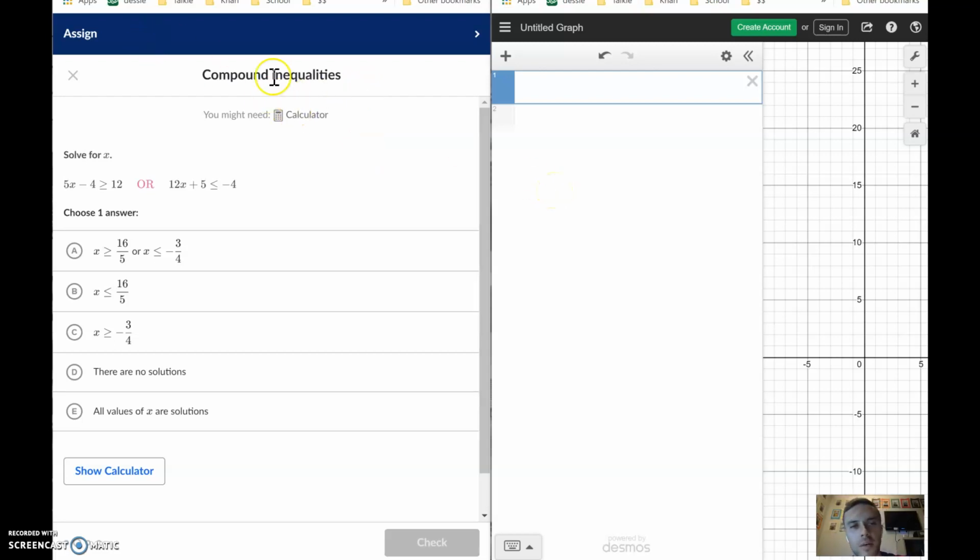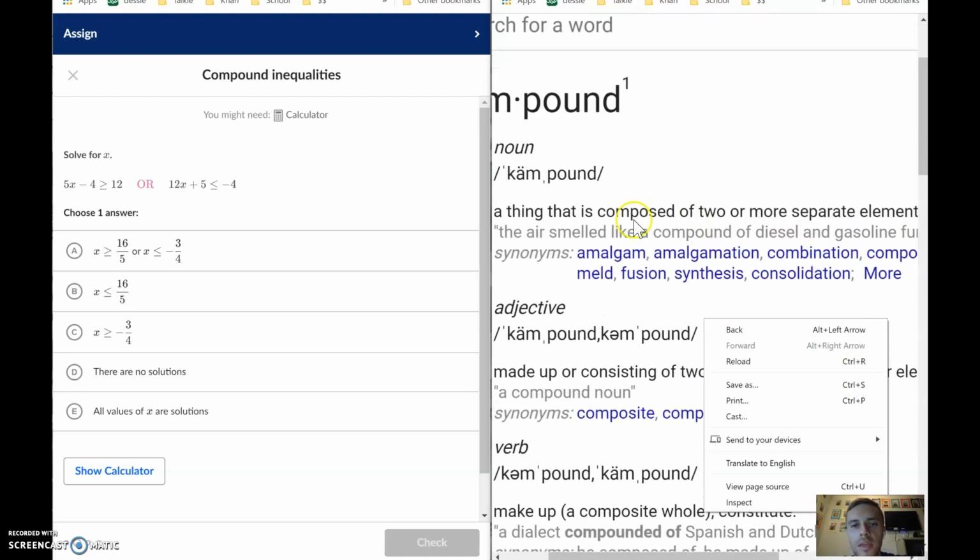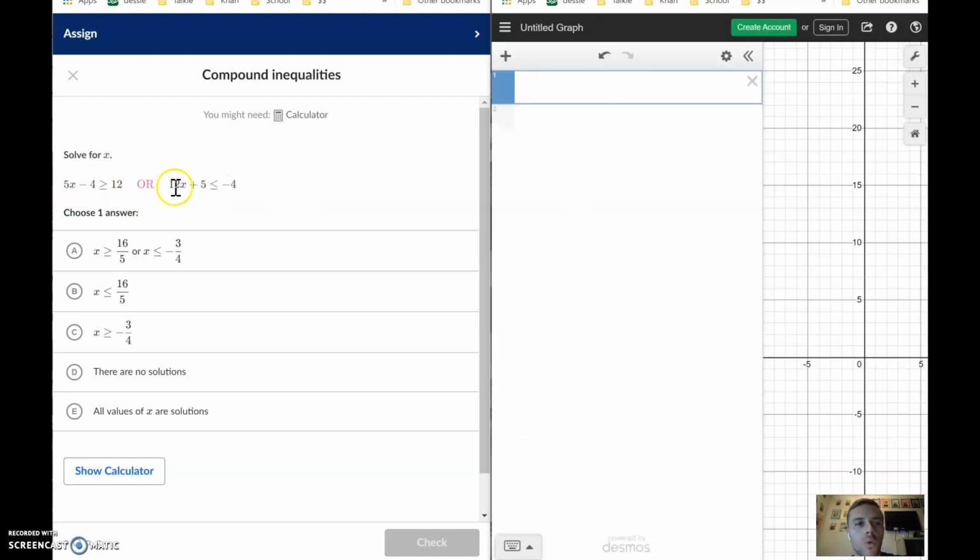This time we're going to cover compound inequalities. Compound is a thing that is composed of two or more elements. So we've got element 1, element 2. This one's connected with an OR. So solutions to this or solutions to this are what we're looking for. I'll explain that in a minute.